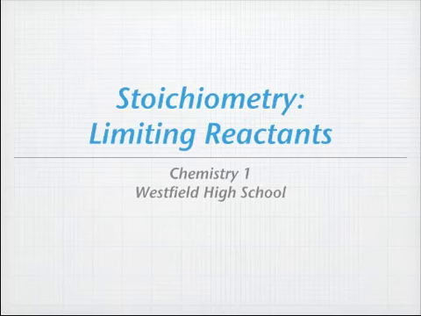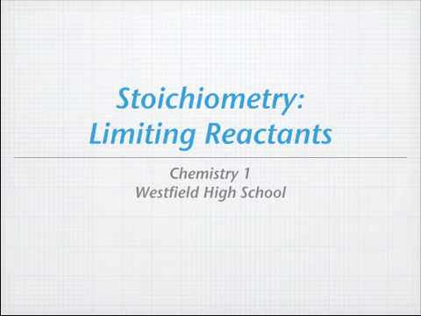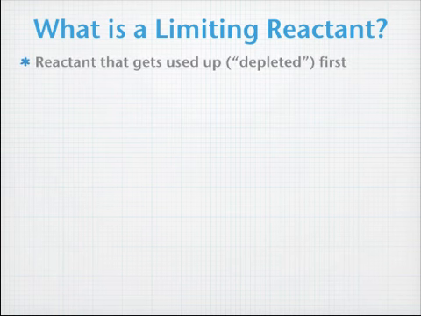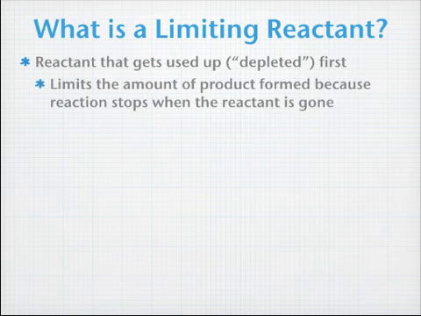Today we're going to discuss the concept of limiting reactants and excess reactants and how to apply them in stoichiometry. First, some definitions. A limiting reactant is the reactant that gets used up or depleted first. In doing so, it limits the amount of the product that is formed. That's why it's called the limiting reactant, because the reaction stops when the reactant is used up.